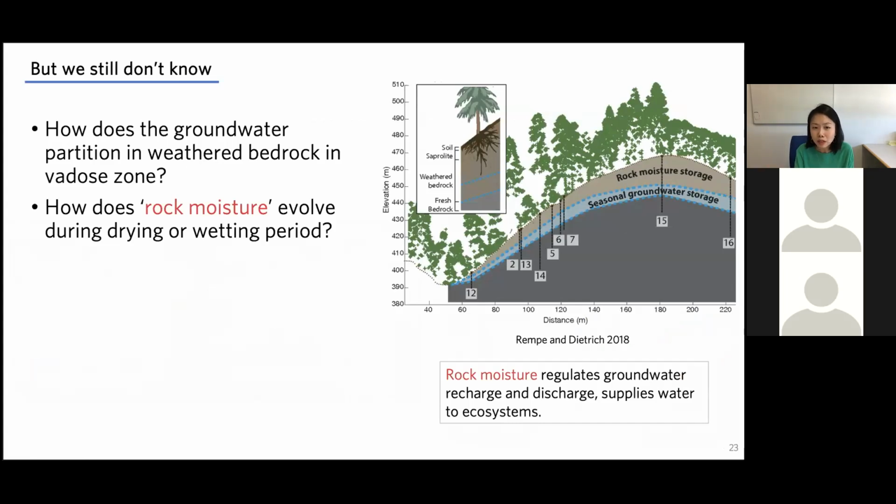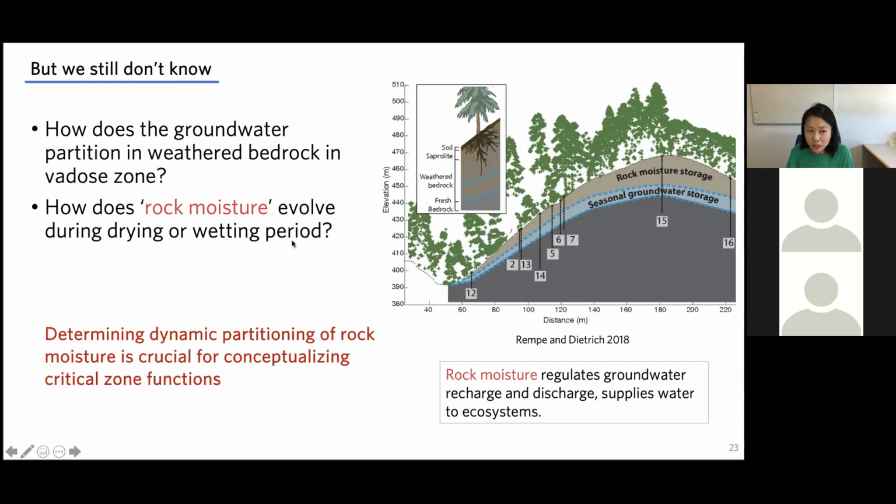So to come back to the basic concept, how we define rock moisture: it was first defined by Rempe and Dietrich in their 2018 paper, which they define as exchangeable water stored in the weathered bedrock beneath the soil, which is a very significant water source to vegetation and to streamflow. You're probably familiar with the concept of soil moisture. So rock moisture is just the moisture content stored beneath the soil but above the bedrock.